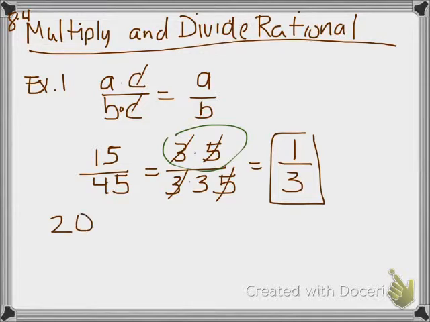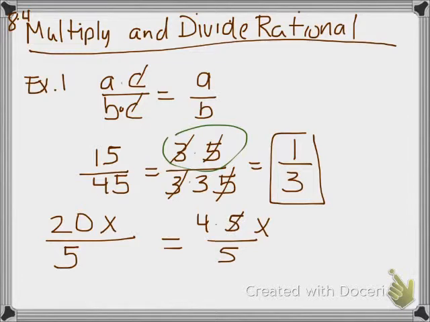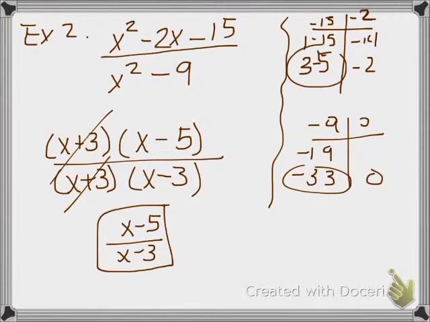Now, let's see one with numbers and variables. Let's say you had 20x over 5. Well, 20 is the same thing as 4 times 5, x over 5. The 5 is what we have in common, so we just put this over 4x. Now into problems that are a little bit more complicated.